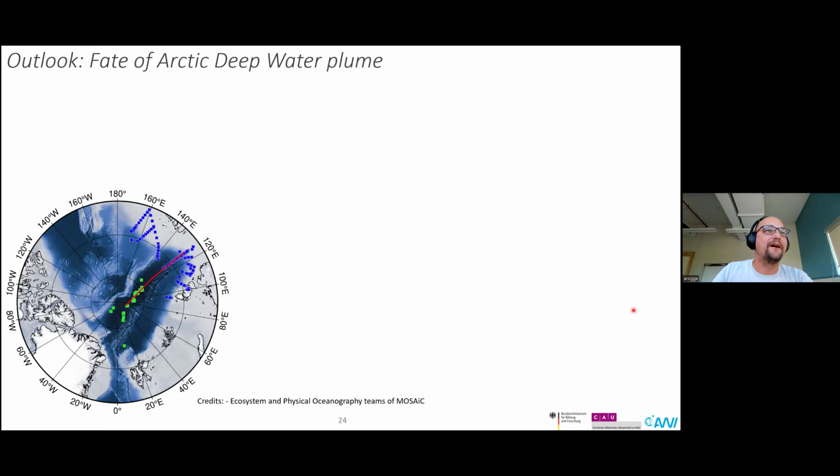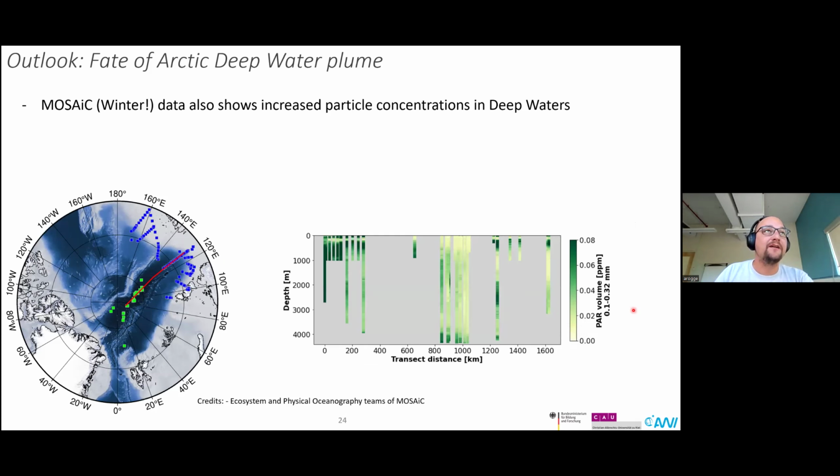So I was digging a bit more into that, and I was also looking into our MOSAiC data we had, which was in winter, and there we also see an increase in the deep particle concentration. So here you see those left stations are our stations from our Arctic 2018 cruise. And those are the new stations from MOSAiC, and you see that there is something also going on here.